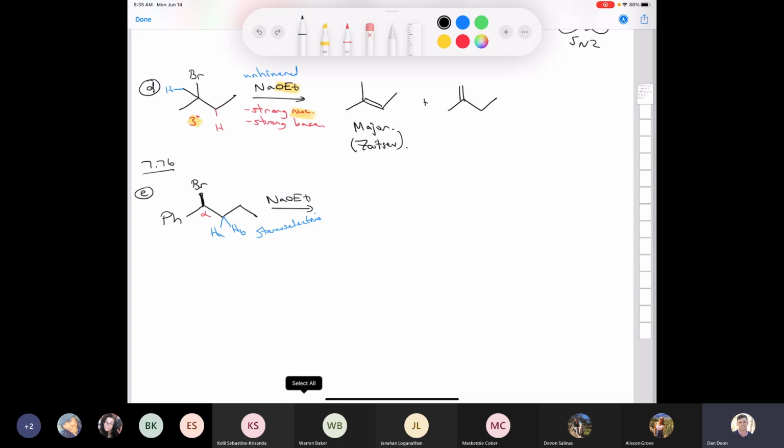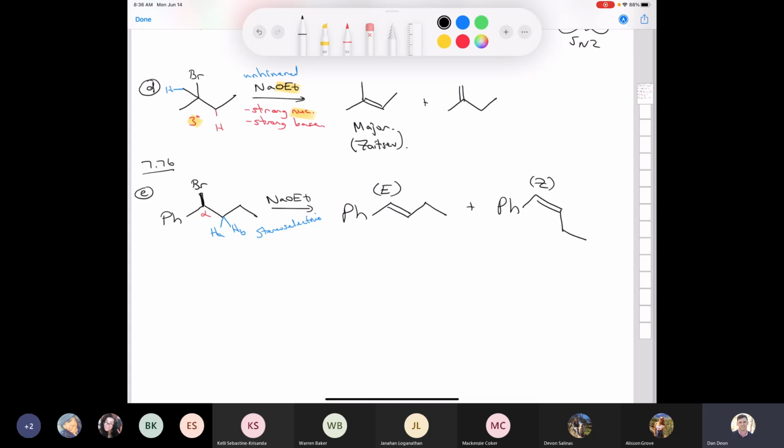So when I eliminate the beta protons, I'm going to get this compound where it's trans like this, plus I'm also going to end up with this. So this is the E compound, this is the Z compound, and I'm just using the terms E and Z and cis and trans, assuming that you know what those things mean now.